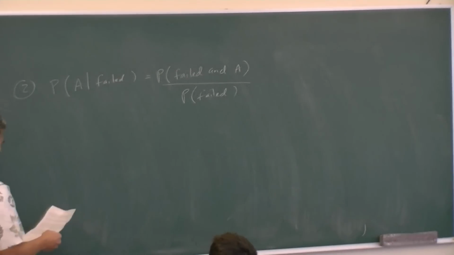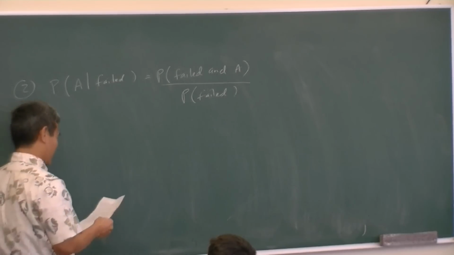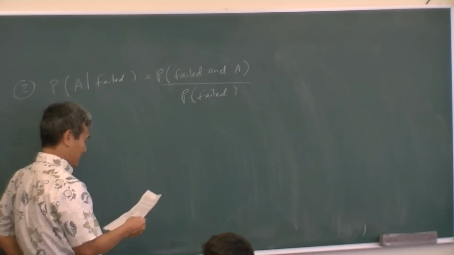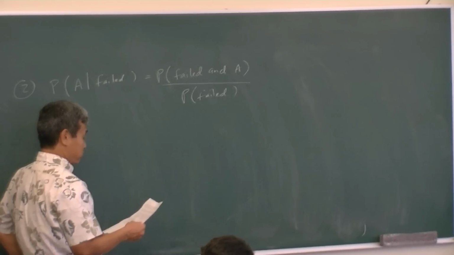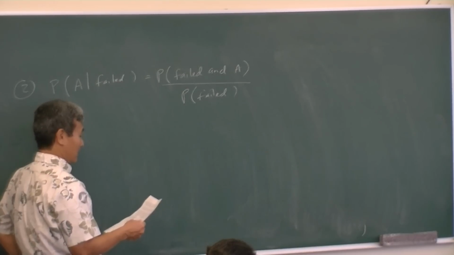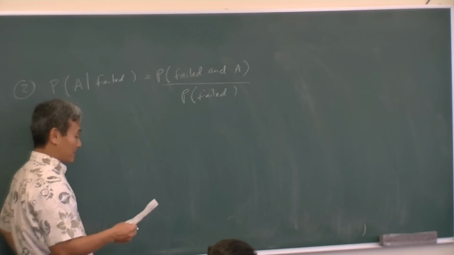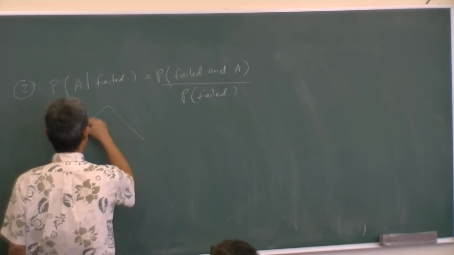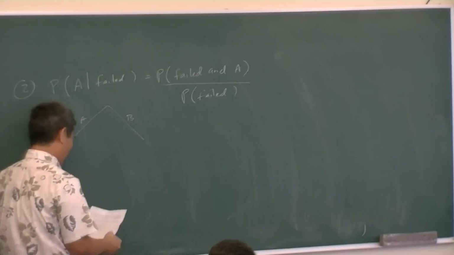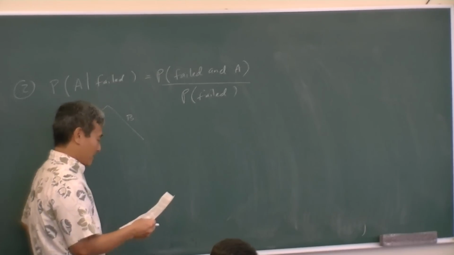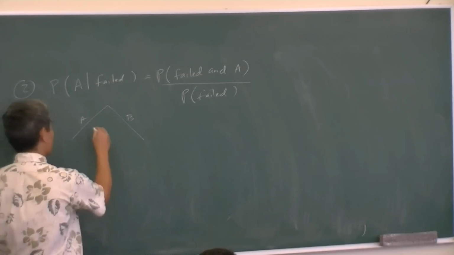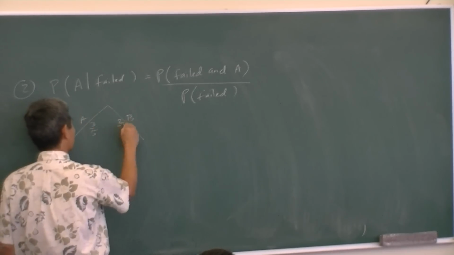Now we gotta make the tree, because we gotta figure out these probabilities over here. So what's the first thing that happens? It either comes from machine A or machine B, right? If you select the bearing, it either came from A or B. Machine A produces 60% and machine B produces 40%. So wouldn't this be 3/5 and 2/5?